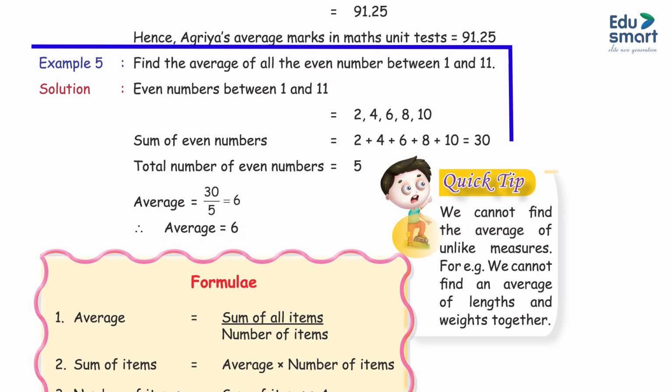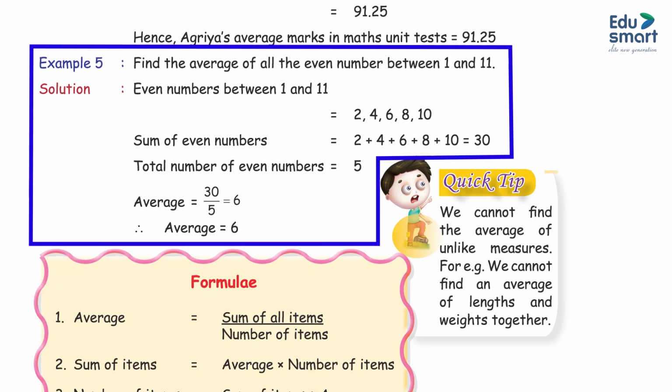Example 5. Find the average of all the even numbers between 1 and 11. Solution. Even numbers between 1 and 11 are 2, 4, 6, 8, 10. Sum of even numbers 2 plus 4 plus 6 plus 8 plus 10 equals 30. Total number of even numbers 5. Average 30 upon 5 equals 6. Average 6.